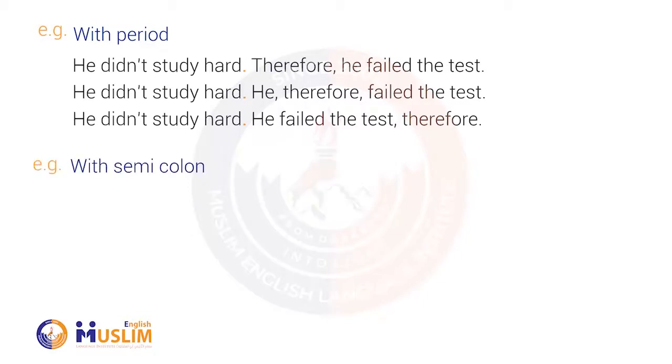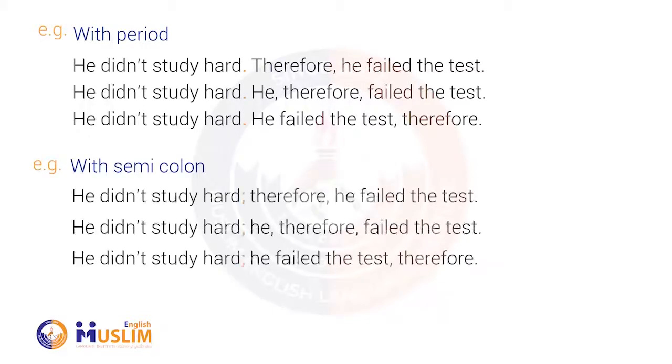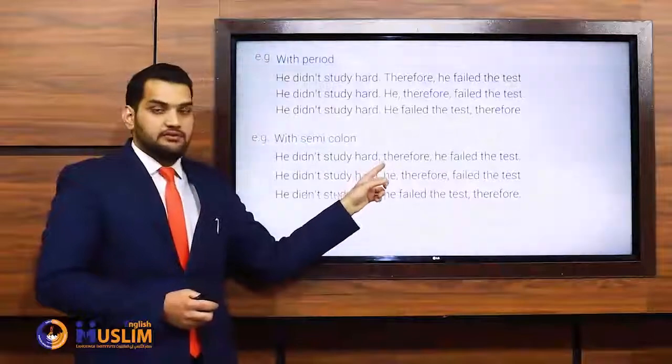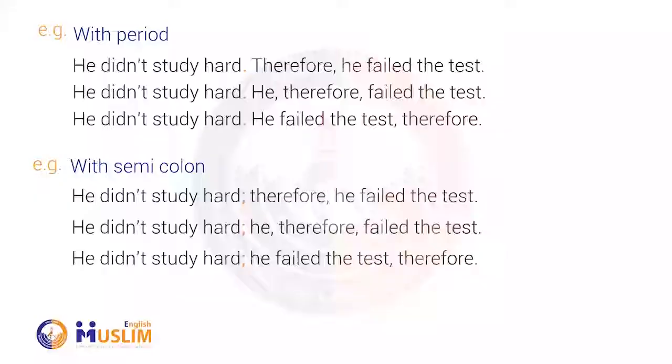You can also use it with a semicolon. For example, he didn't study hard; therefore he failed the test. Here, this T of therefore should be small. Or, he didn't study hard, he therefore failed the test. He didn't study hard, he failed the test, therefore.